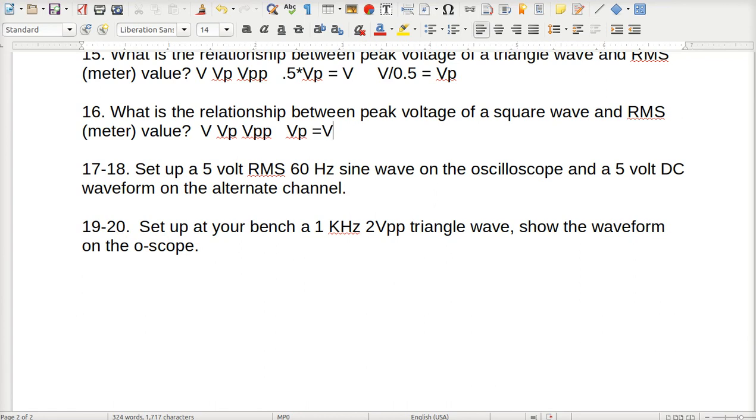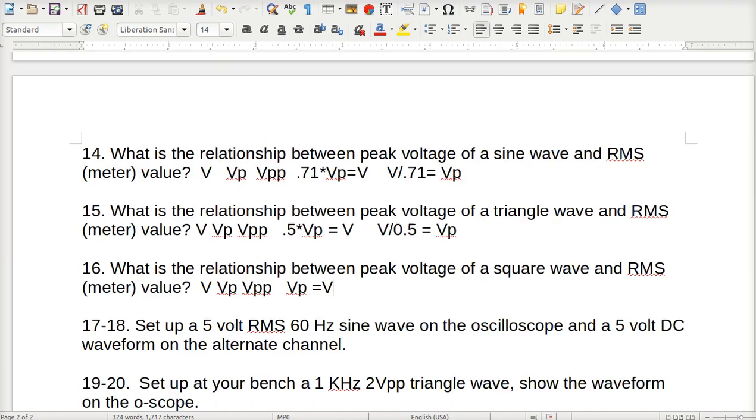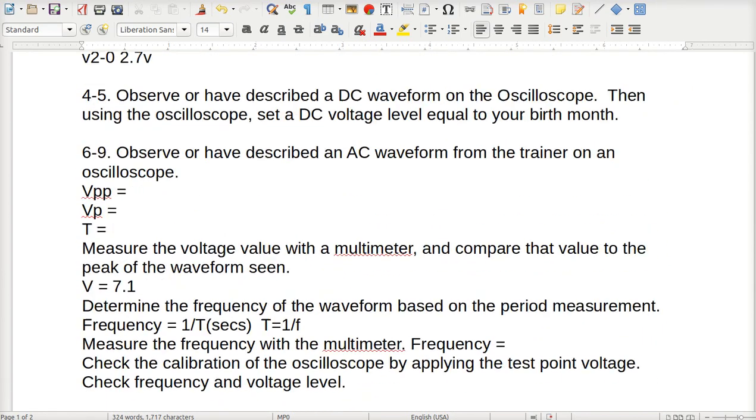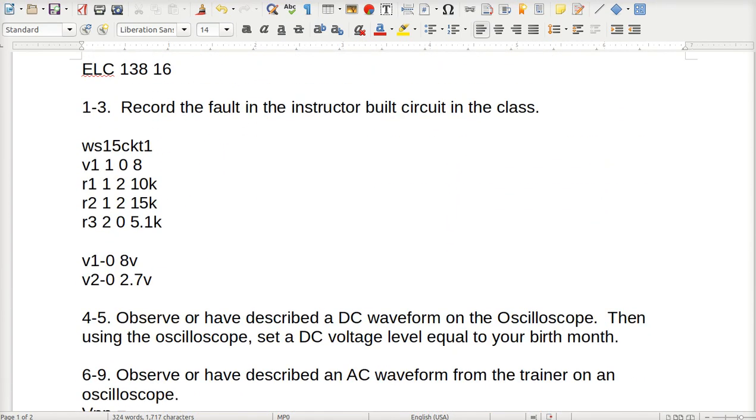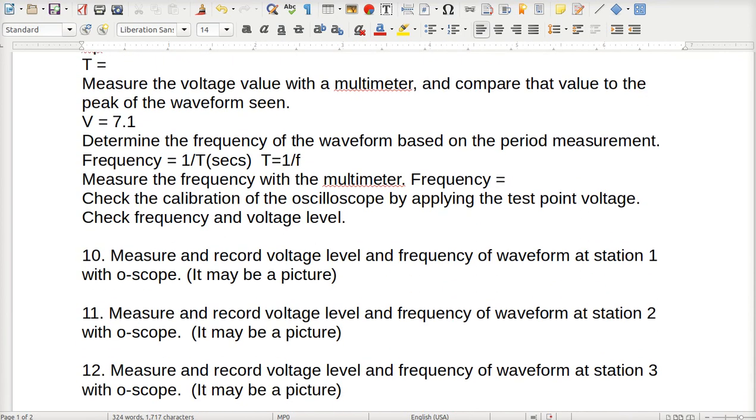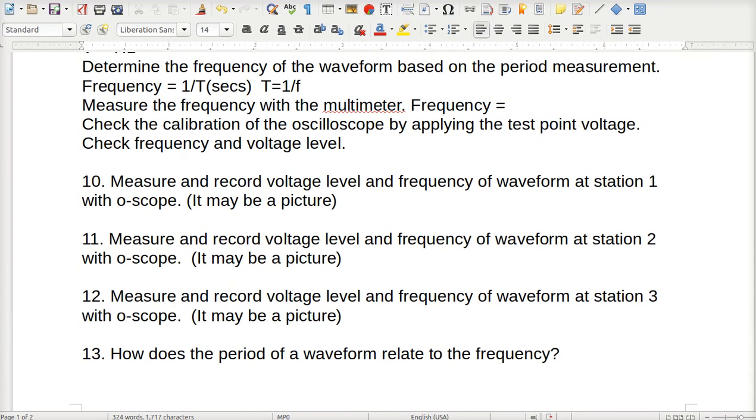Questions 17 through 20 would be something I'd have you set up in the classroom. Obviously you can't do it, so we're going to have to omit those for the purposes of grading. Anyway, that should help you with this worksheet. Let's see, waveforms. Okay, so 10, 11, and 12, worksheet 16.